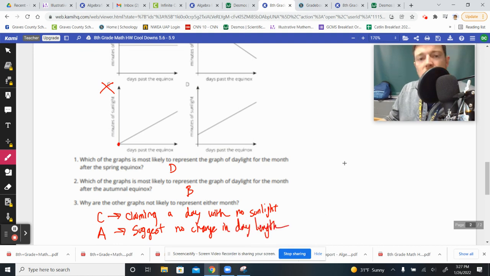And there we go. A little bit of science and geography mixed in with our math for our cool down today. But those are your answers. That's why we didn't pick A and C, and D and B are your respective answers in that order.